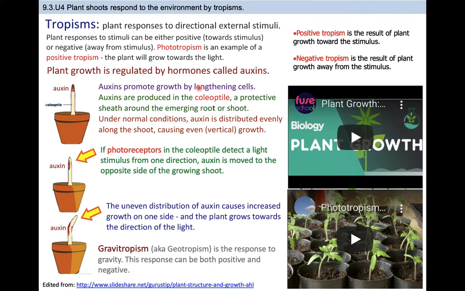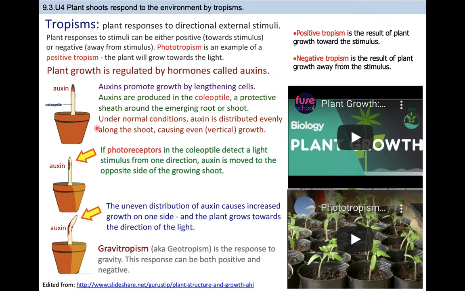Okay, so tropisms. A tropism is just a plant response to a directional stimulus. So there's lots of different tropisms. The main ones that you need to know are phototropism and gravitropism. And we can have positive and negative tropism. A positive tropism would be growth towards a stimulus, whereas negative would be growth away from a stimulus.